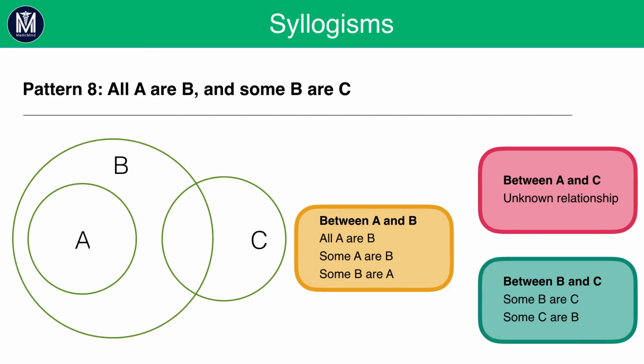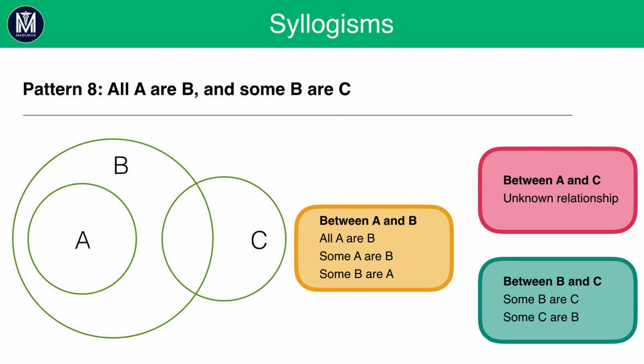Pattern 8 now. All A are B and some B are C. Between A and B, we know that all A are B, some A are B, and some B will be A. Now this is a pattern we've seen regularly now when all X are Y. As soon as you see all X are Y, this should come straight into your head. All A are B, some A are B, and some B are A.